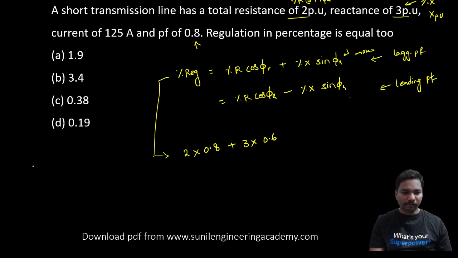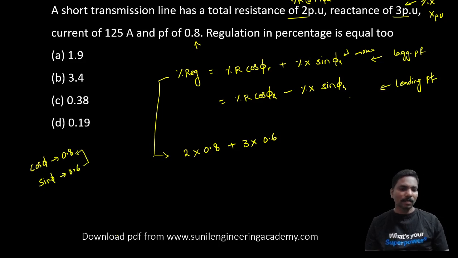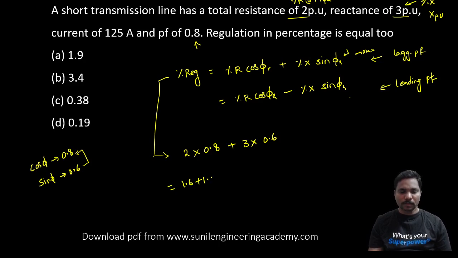I think all of you know very well: cos pi is 0.8, then sin pi is 0.6. If sin pi is 0.6, cos pi is 0.8. So reverse, that is the reverse. Okay, so calculate this one: 1.6 plus 1.8, that is 3.4. So what is the answer now? 3.4, so the answer is option B.